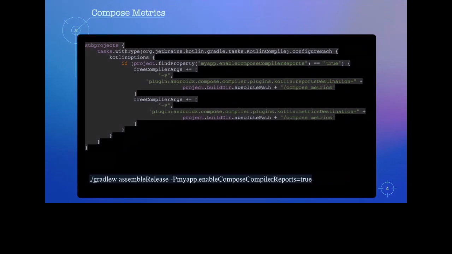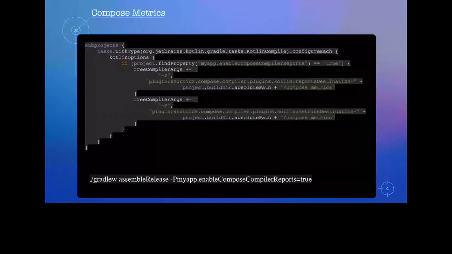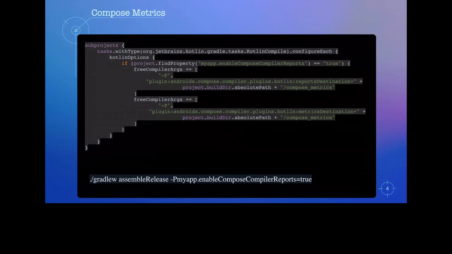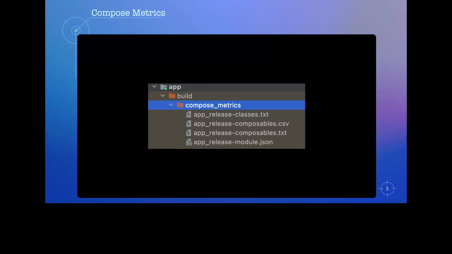The next is Compose Metrics. This is more geared towards broad or preemptive analysis of your composables and any issues you might have with them. You can generate the Compose metrics from a release build by adding this block of code to build.gradle in the root project, and then running the command at the bottom in your terminal. What you will get out of that is a Compose metrics folder inside of the build folder, and that will contain 4 different files.